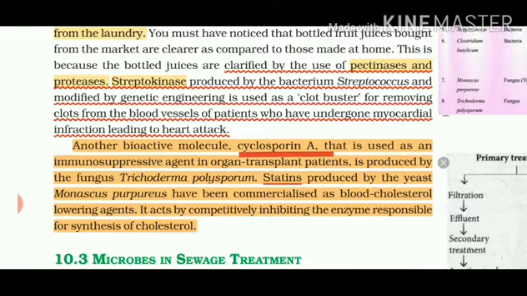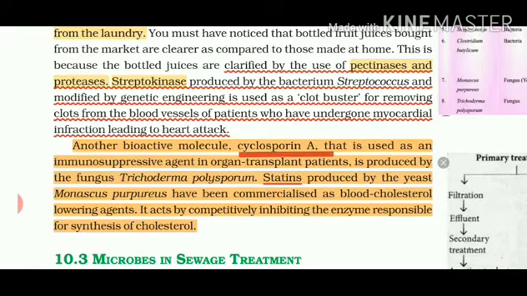Here, what is the function of an immunosuppressive agent? It reduces the immunity so that antibodies do not attack the kidney that is coming from outside, from a donor. So from where is this cyclosporin A extracted? It is extracted from a fungus known as Trichoderma polysporum. I hope this is clear.